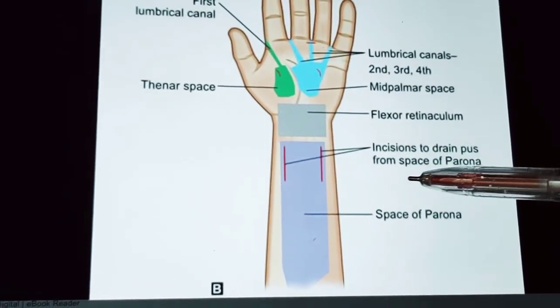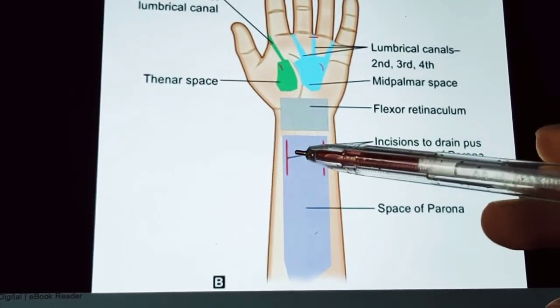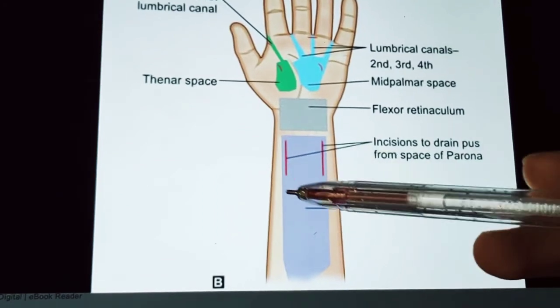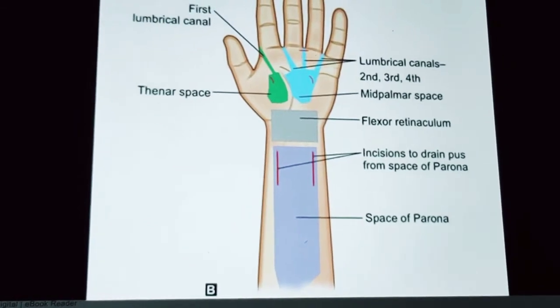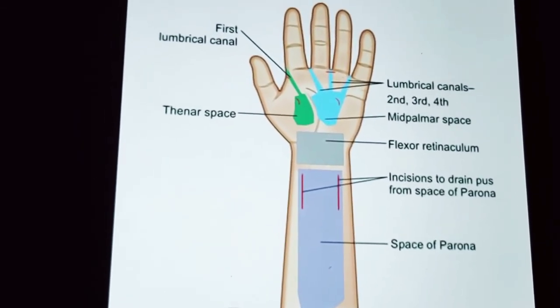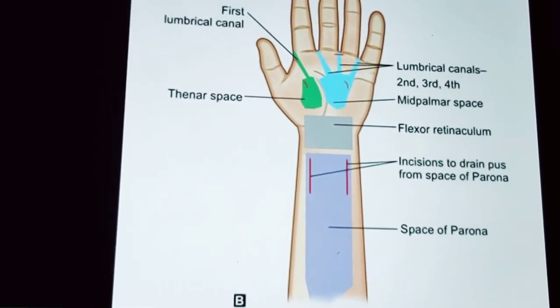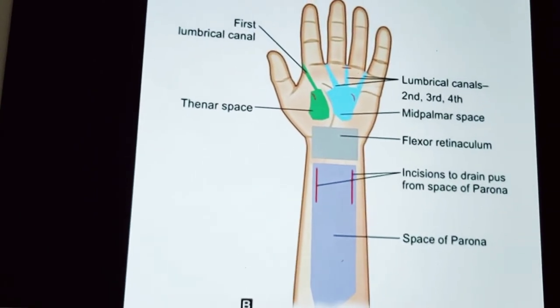So incision to drain pus from the space of Parona: here also lateral incisions are done, but, you can see, at the lower or inferior part of the space of Parona. So these are all the different spaces of our hand. Next we will discuss synovial sheaths.